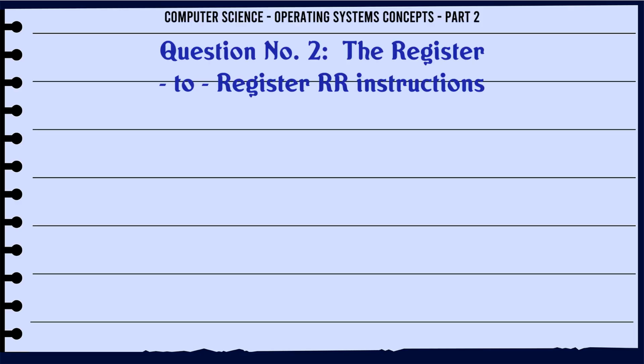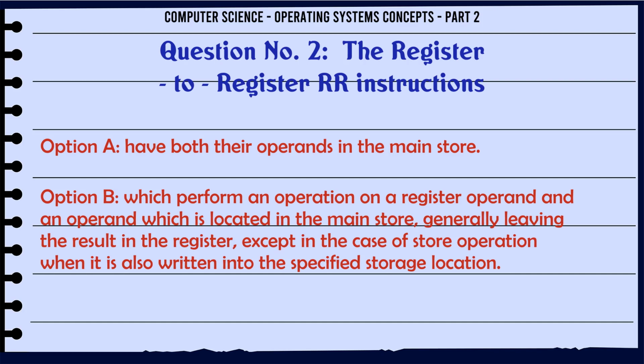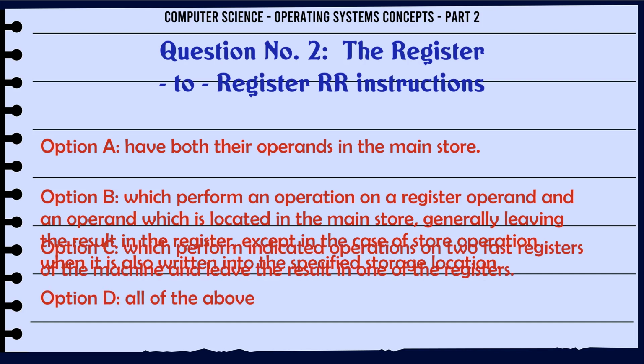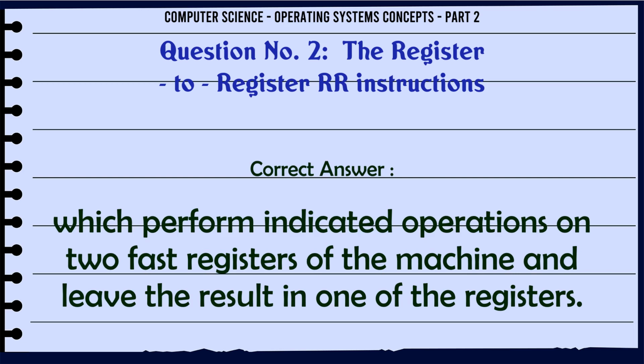The register-to-register RR instructions: A. have both their operands in the main store, B. which perform an operation on a register operand and an operand which is located in the main store, generally leaving the result in the register except in the case of store operation when it is also written into the specified storage location, C. which perform indicated operations on two fast registers of the machine and leave the result in one of the registers, D. all of the above. The correct answer is which perform indicated operations on two fast registers of the machine and leave the result in one of the registers.